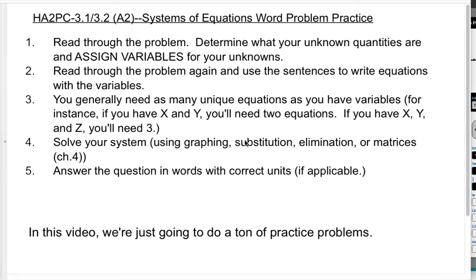Excuse me. So we're going to solve our system using graphing, substitution, or elimination. You're also going to learn matrices in Chapter 4 as an option. And then you're going to answer the question in words with correct units if applicable. So in this video, we're just going to do a bunch of practice problems.